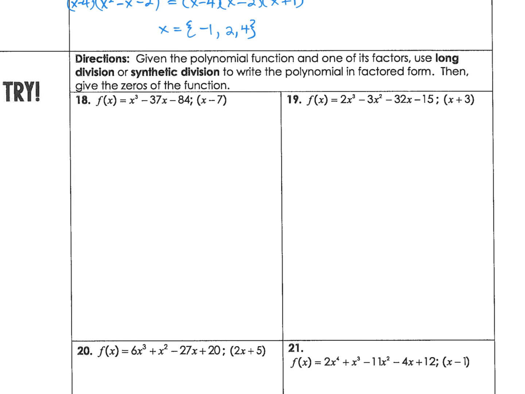All right, so we need to finish up here. Oh, I forgot to pause it. Oops, this has been recording. Okay, so here we go. It says: given the polynomial function and one of its factors, use long division or synthetic division to write the polynomial in factored form. Then give the zeros of the function. Why don't you guys try number 18 and see where you get.